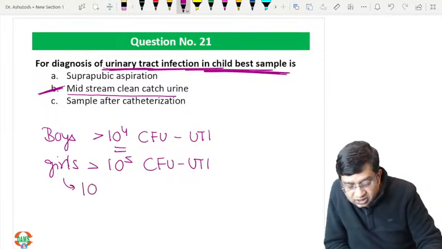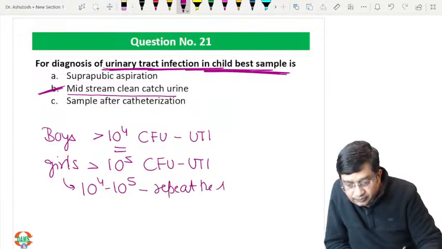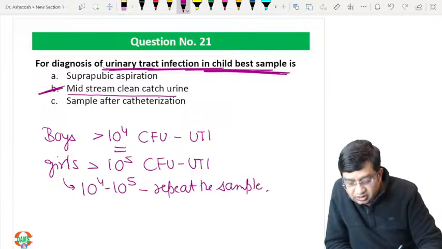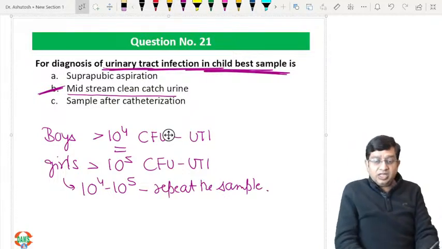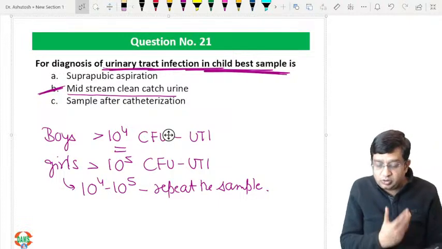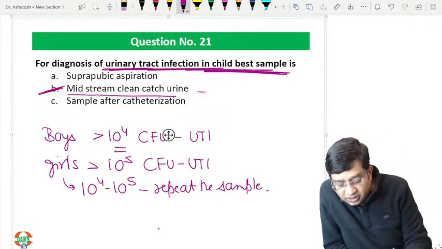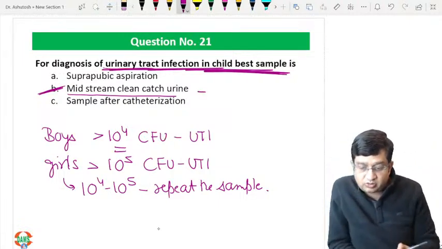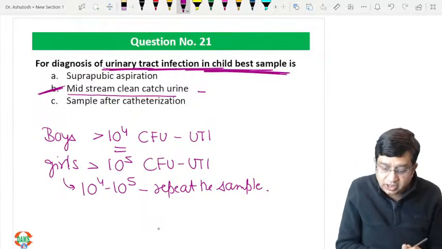If in the girls it is 10 raised to power 4 to 10 raised to power 5, we repeat the sample. We repeat the sample, right? This is in the child, not in an infant, because we assume midstream clean catch urine should be done when the child can hold urine, right?